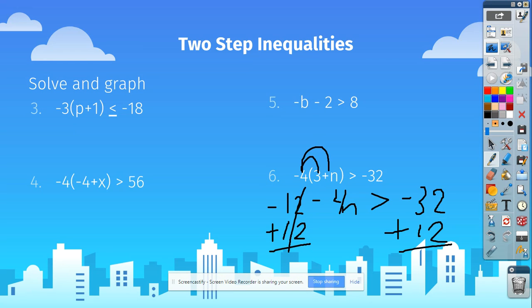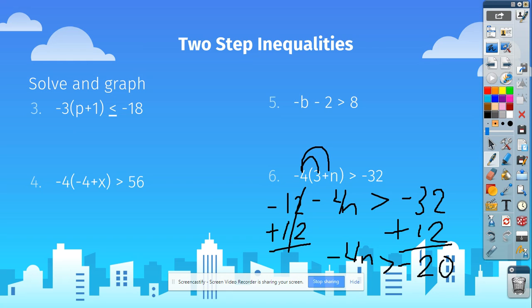I know that we struggle a lot when we are using big negative numbers and we're trying to add positives, but think about it like this. 32 minus 12 is what? It's 20, and the bigger number right here is 32, so our answer has to be negative. So negative 20 is less than negative, don't forget that negative 4n.